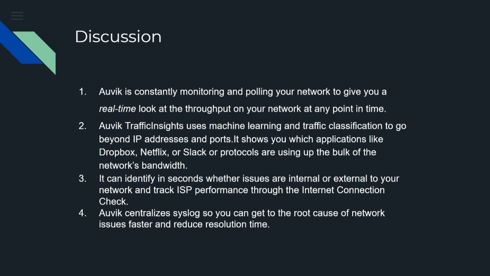So for the discussions, Awake is constantly monitoring and polling your network to give you a real-time look at the throughput on your network at any point in time. Our traffic insights use machine learning and traffic classification to go beyond IP addresses and ports. It shows you which application, like Dropbox, Netflix, or Slack, or protocol is using up the bulk of the network bandwidth. So it can identify in seconds whether issues are internal or external to your network, or track ISP performance through the internet connection checks.